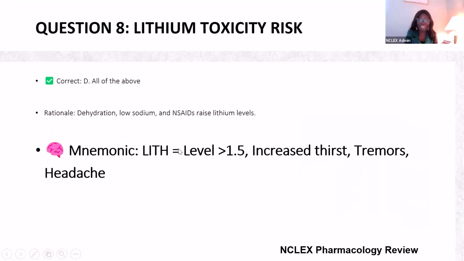Great. So always remember this mnemonic LITH for lithium toxicity. Know the therapeutic range, that it will get toxic when the levels start going above 1.5. Then clients can have increased thirst, tremors, and headaches. So if you have a client on lithium who says, I have some nausea, increased thirst, there are some tremors, and the client is complaining of headache, start thinking that the client may be getting toxic. These are early signs of lithium toxicity.